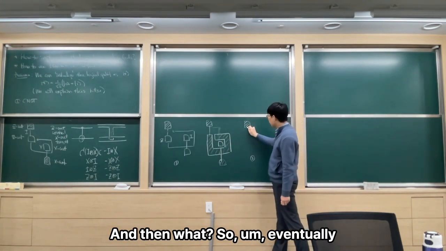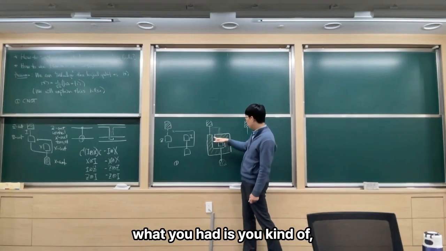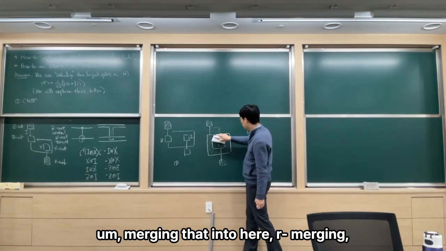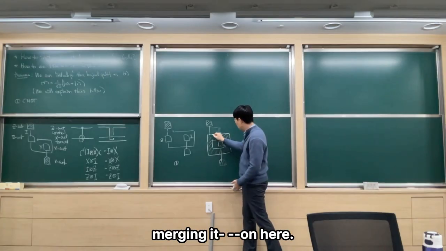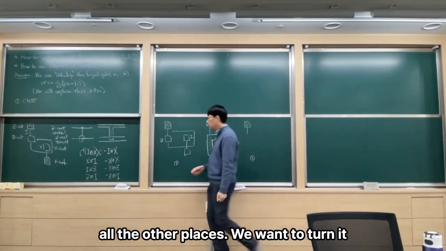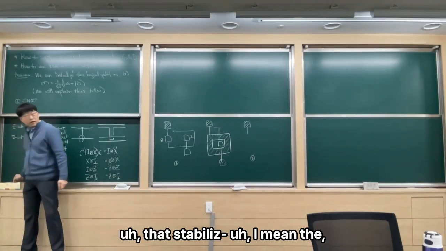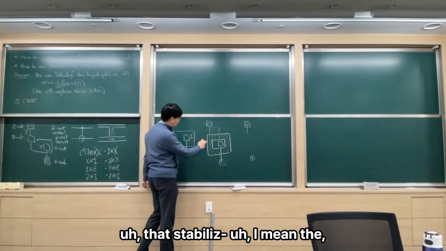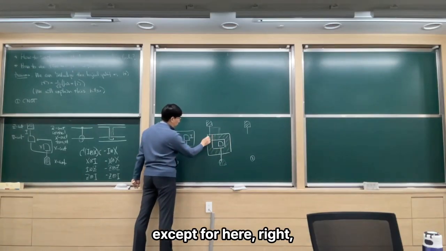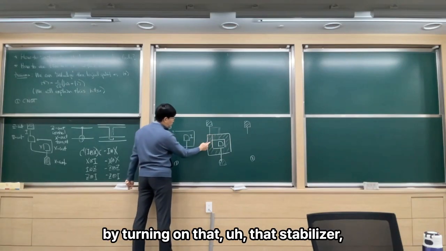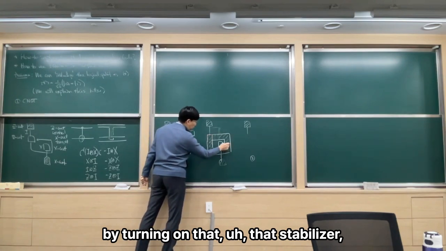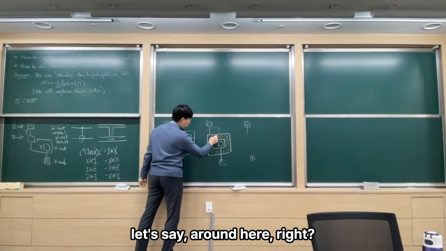So your Z cut is actually around this empty hole, like an empty cut here. And eventually what you had is you kind of merging that into here, right? Merging it on here. And then you want to turn off all the other places. You want to turn off the Z gates around the boundary, all the other places except for here, by turning on that stabilizer, let's say around here.